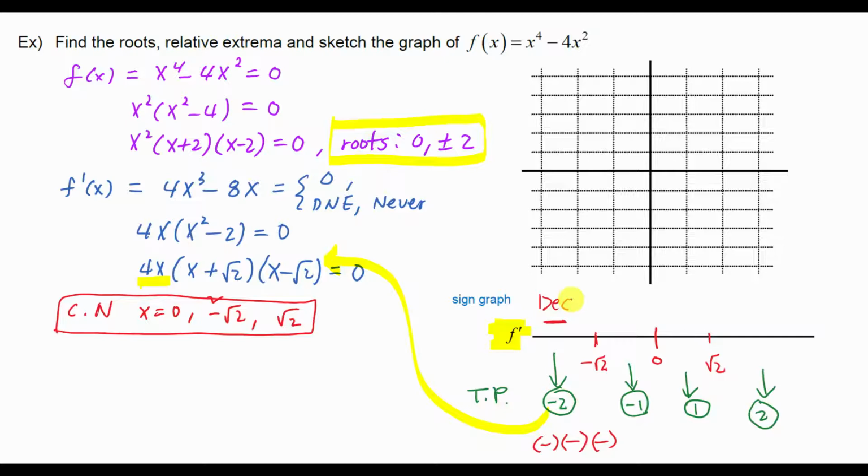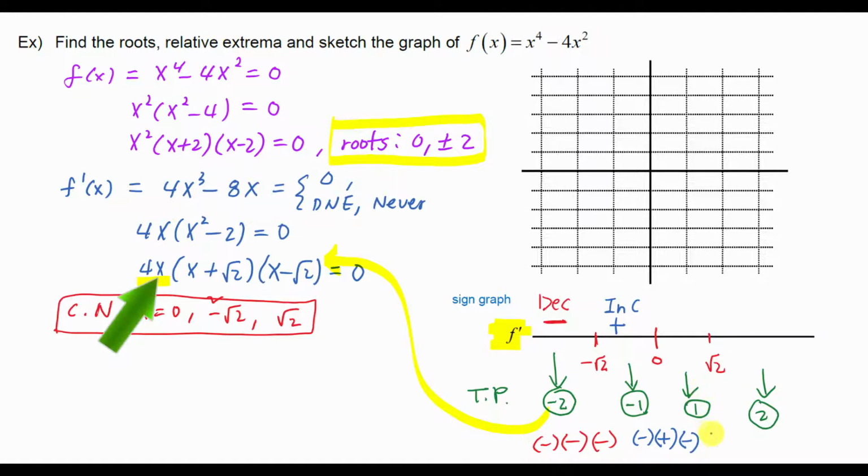Let's now test negative 1. Plug negative 1 for all 3 x's. So for x, negative 1, that's a negative. Negative 1 plus radical 2 is positive. Negative 1 minus radical 2 is negative. So then this product is positive, which means between negative radical 2 and 0, your graph will be increasing here.